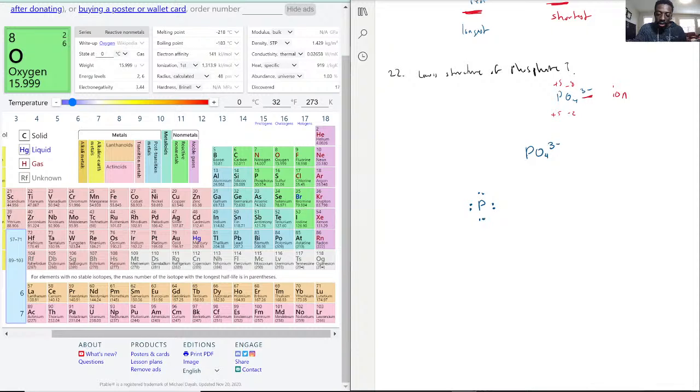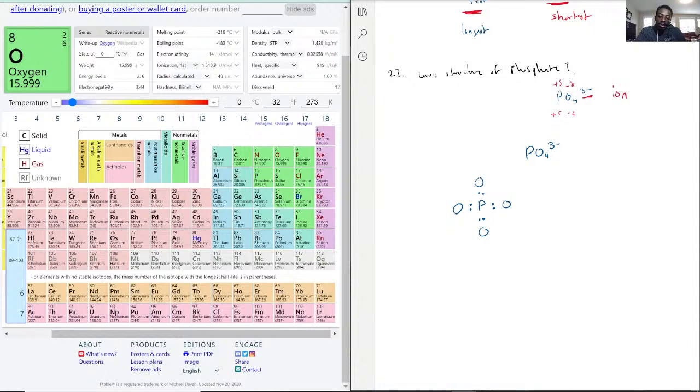And just as a disclaimer, phosphate is just one of those that does not care about the octet rule. So you're going to get quite a weird looking answer. Okay, so with that being said, oxygen has 6 electrons. In fact, that's what I forgot to do. Actually see how many electrons we're dealing with.